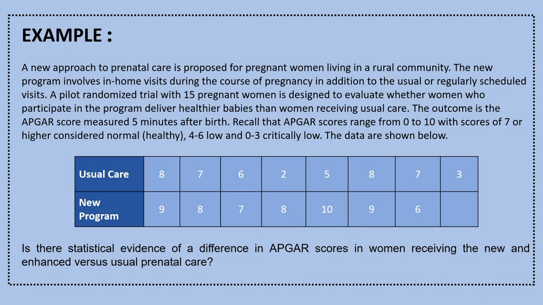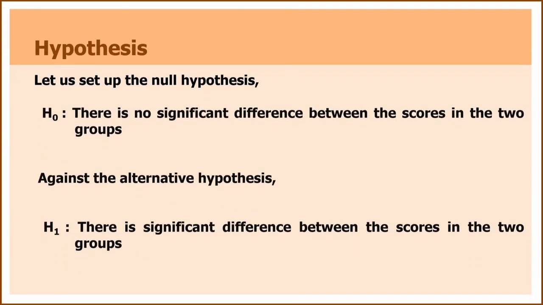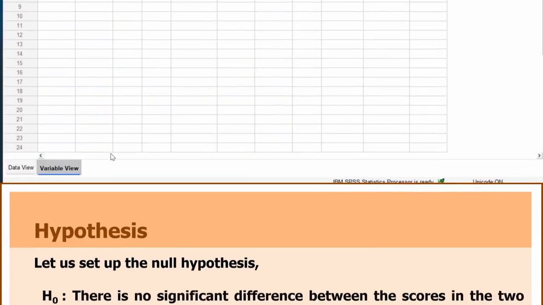Is there statistical evidence of a difference in APGAR score in women receiving the new and enhanced versus usual prenatal care? Let us set up the null hypothesis. H0: There is no significant difference between the scores in the two groups, against the alternative hypothesis H1: There is a significant difference between the scores in the two groups.